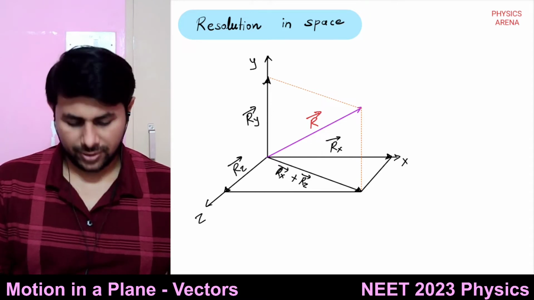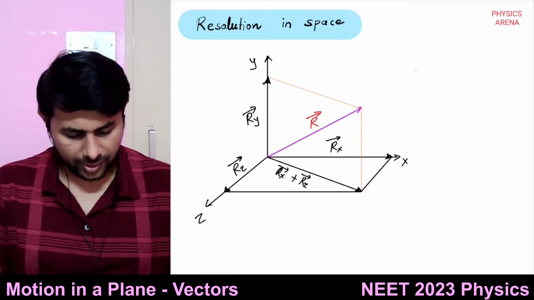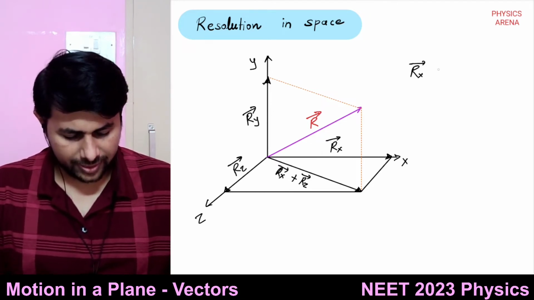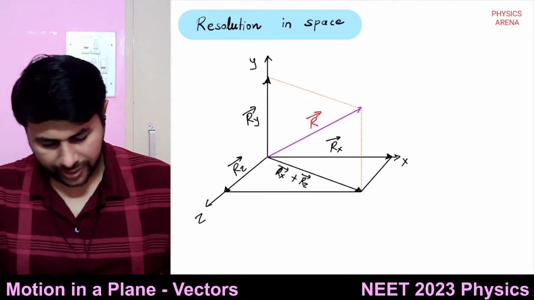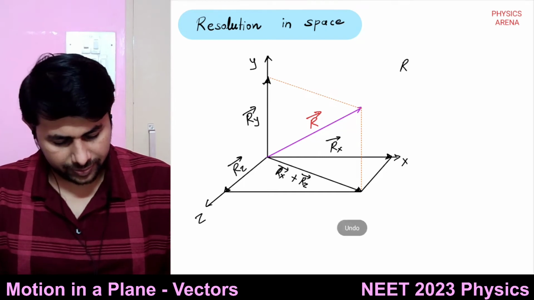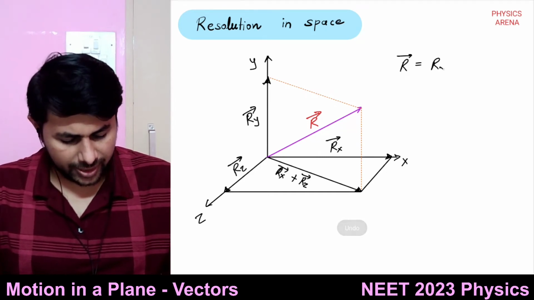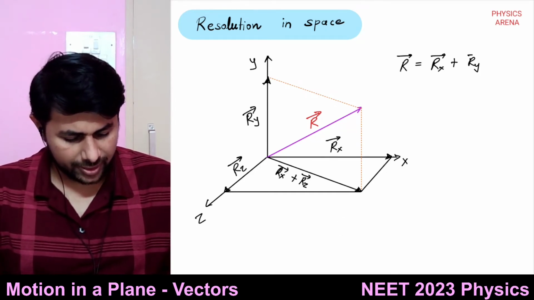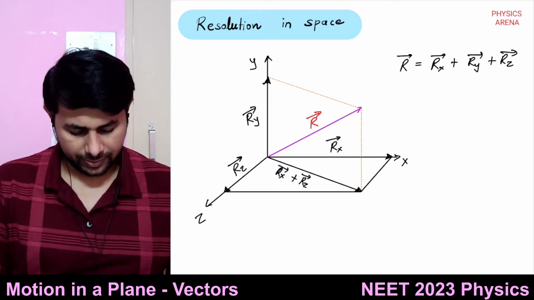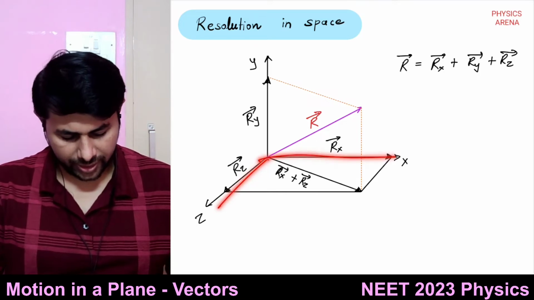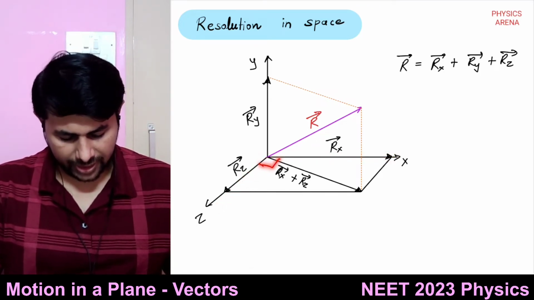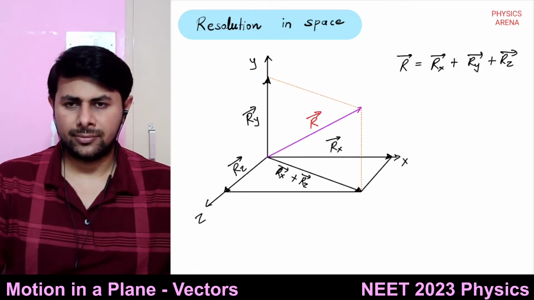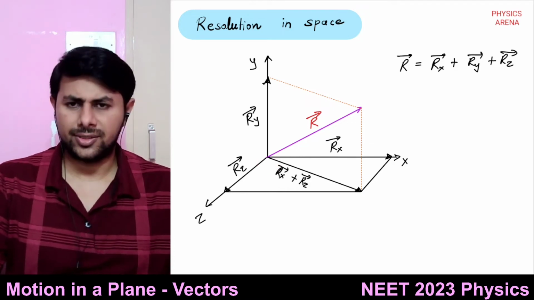Okay, so this is my resolution. So R bar is equal to Rx bar plus Ry bar plus Rz bar. And now, if you think here, how much would be the angle between this Rx bar and Rz bar? It's 90 degrees, right?